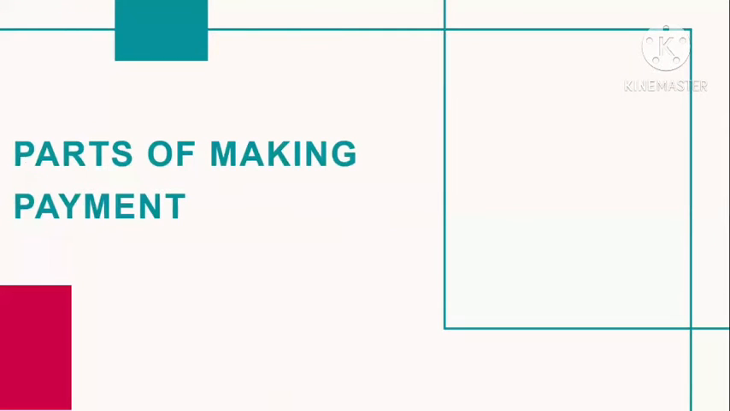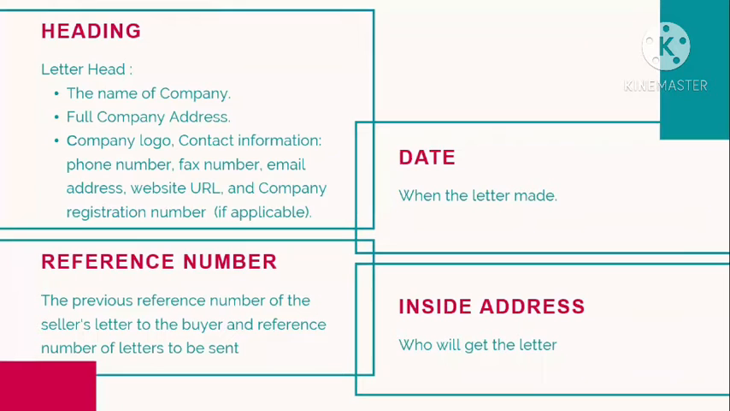Okay, next, parts of making payment. First, heading is a letterhead, and the letterhead must have the name of the company, full company address, company logo, contact information like phone number, fax number, email address, website URL, and company registration number, if applicable. Next, reference number. The previous reference number of the seller's letter to the buyer and the reference number of the letter to be sent.